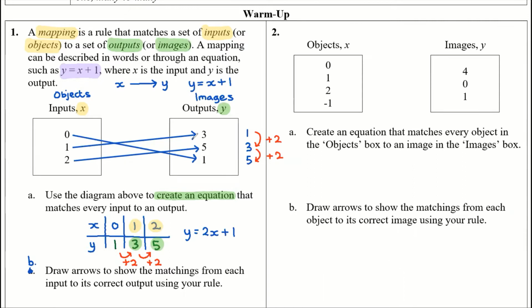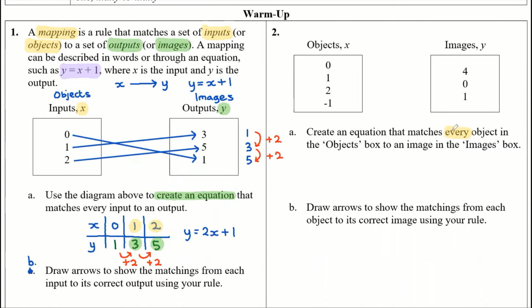Now for question 2, we have 2 more boxes. We've got objects and images, and we're told to create an equation that matches every object. So maybe I should have stressed that a bit more. I'm going to stress it now. Every object in the objects box to an image in the images box. Okay.